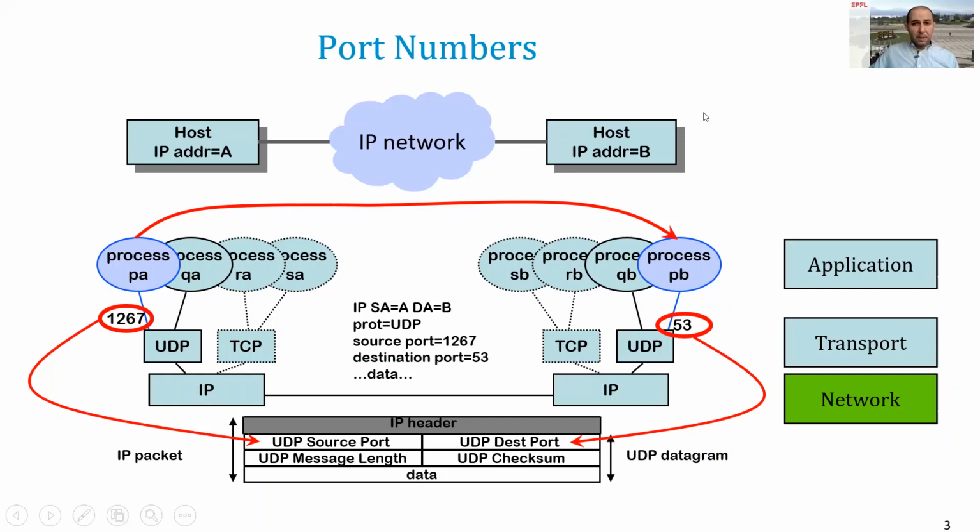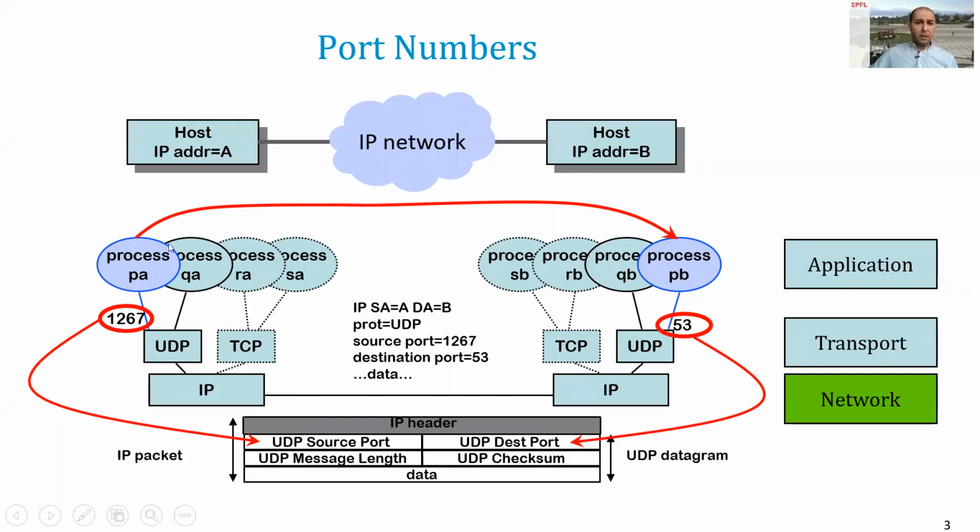To understand this better, let us consider this example. Here we have a host with IP address A, another host with IP address B. They are communicating together through the network. On host A, we have many applications running at the same time and using the communication service provided by the transport layer. Some of them are using UDP, others are using TCP. On the other side, we have the same thing: applications using TCP and others using UDP. We have process PA sending a packet to process PB.